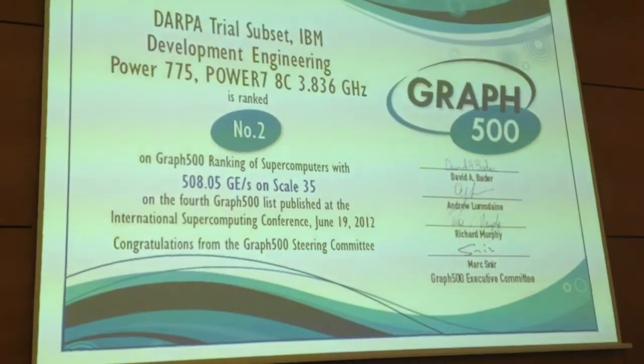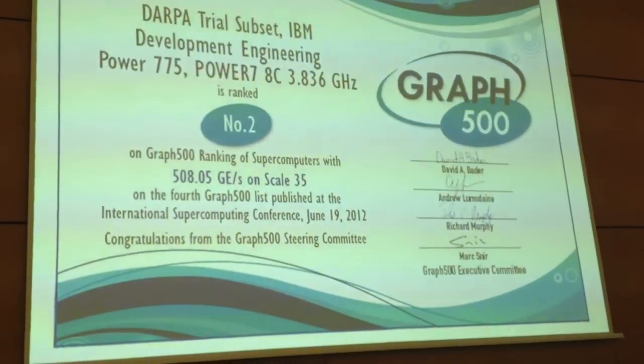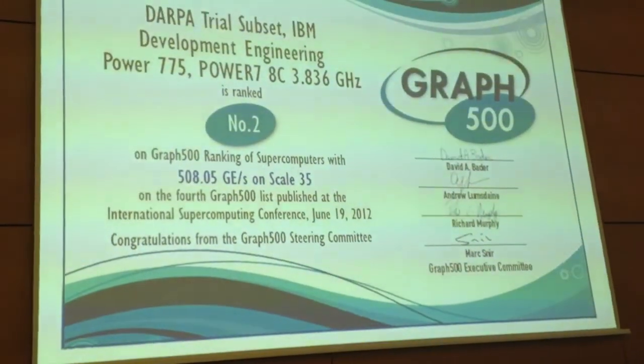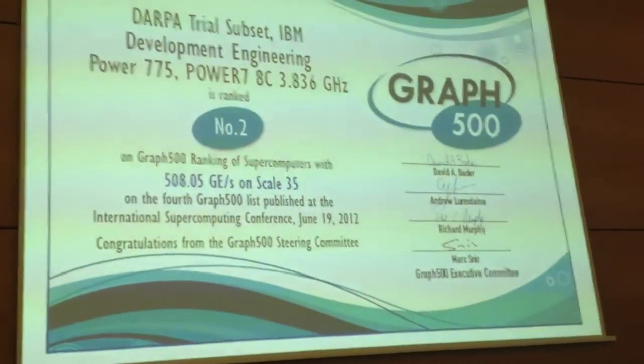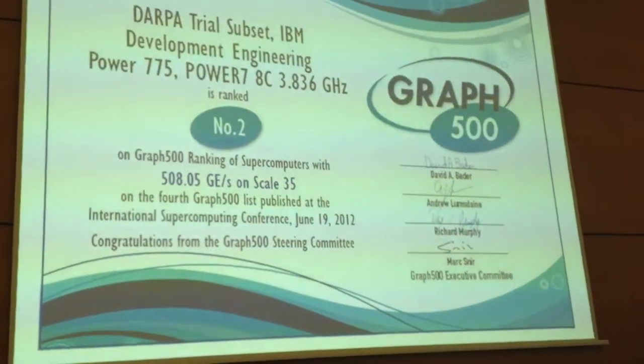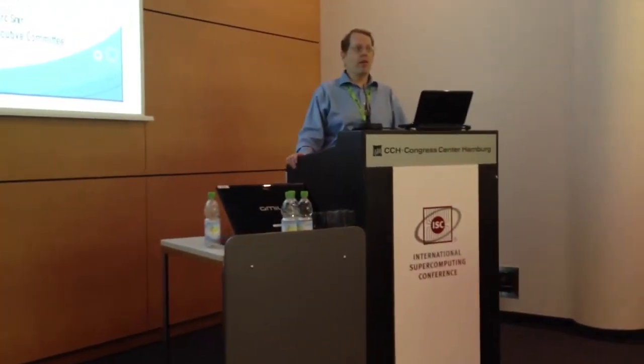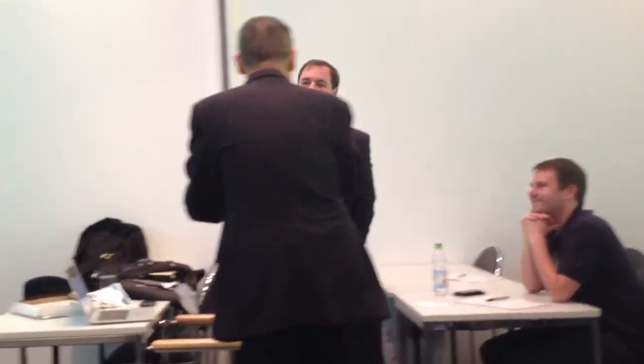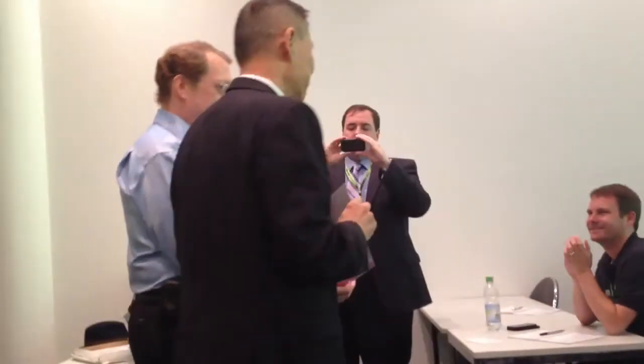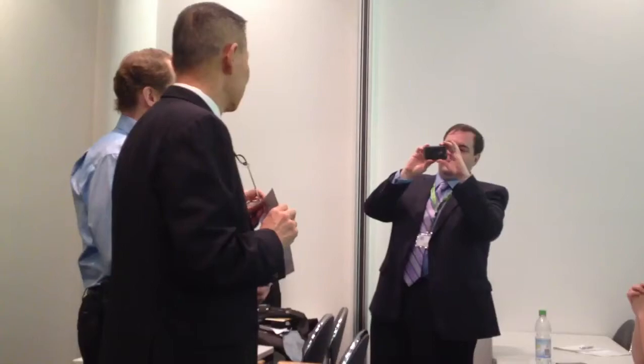So the number 2 system is the DARPA trial subset of IBM's PERCS system, Power 775 with the Power 7 processor, 8C running at 3.863 gigahertz. And this achieved over 500 gigateps, 508 gigateps on scale 35. So this is a very impressive result for performance. If there's anyone from the DARPA/IBM entry here who would like to receive the certificate. I think they said that they weren't going to be here, so maybe somebody else from IBM would be willing to. George, do you mind sitting there? Congratulations. On behalf of IBM.